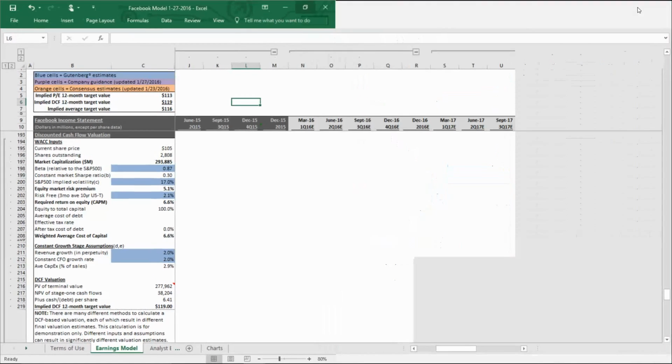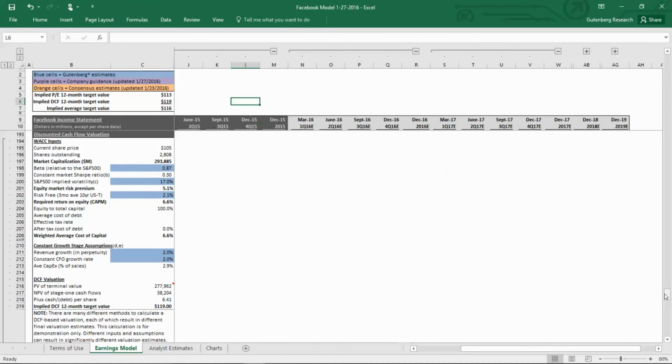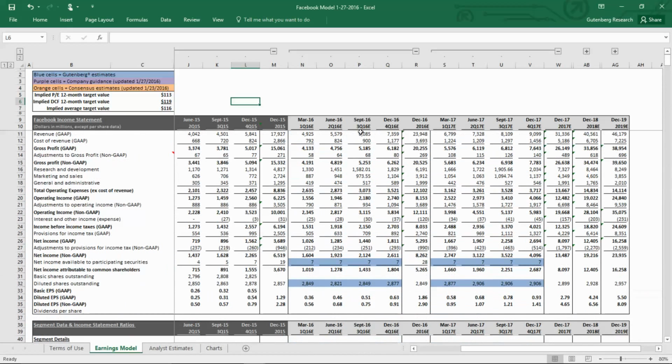After all the analysts have updated their models and submitted their estimates, we'll recalibrate this model to meet consensus. So be sure to check our website to download the new updated version in a few days.